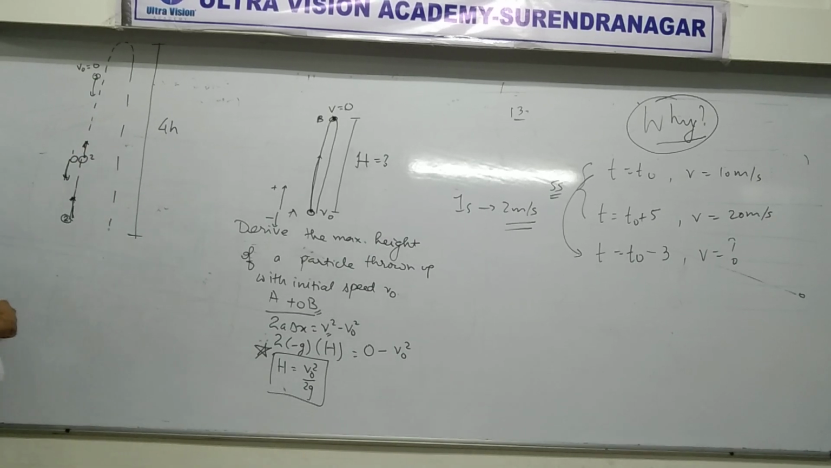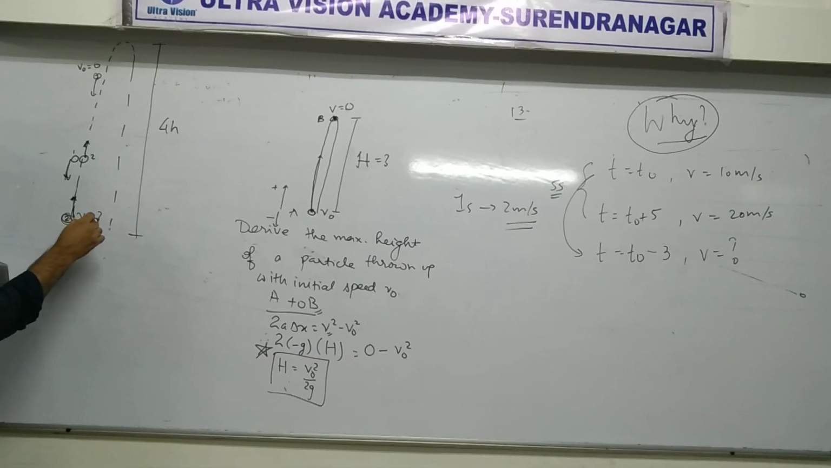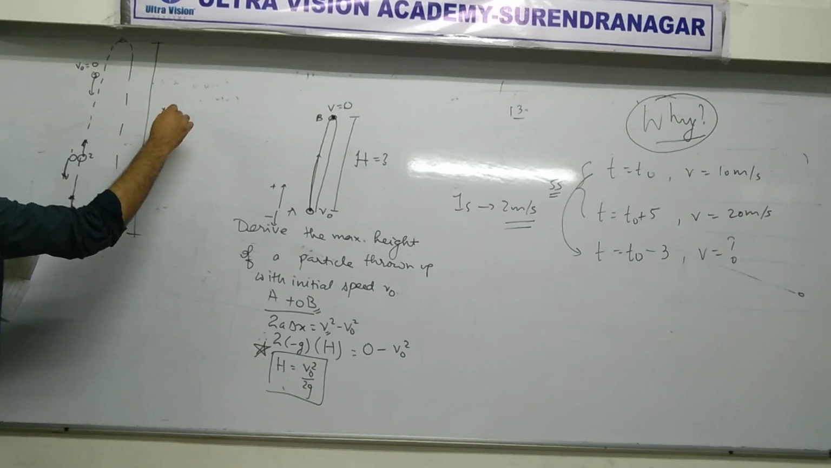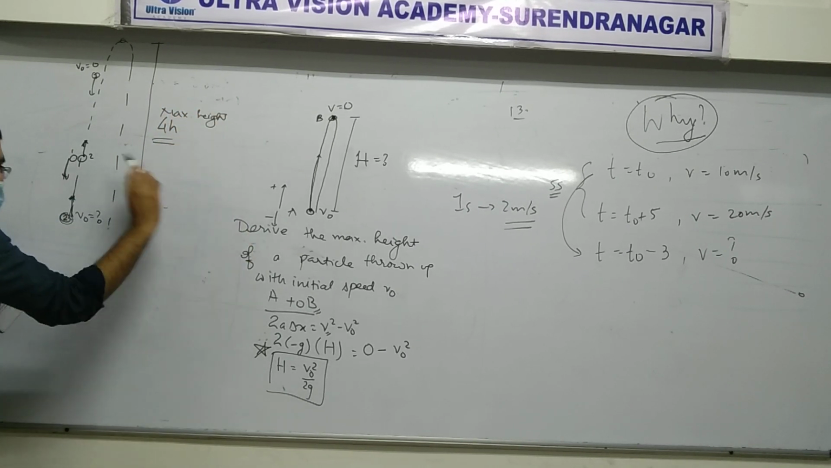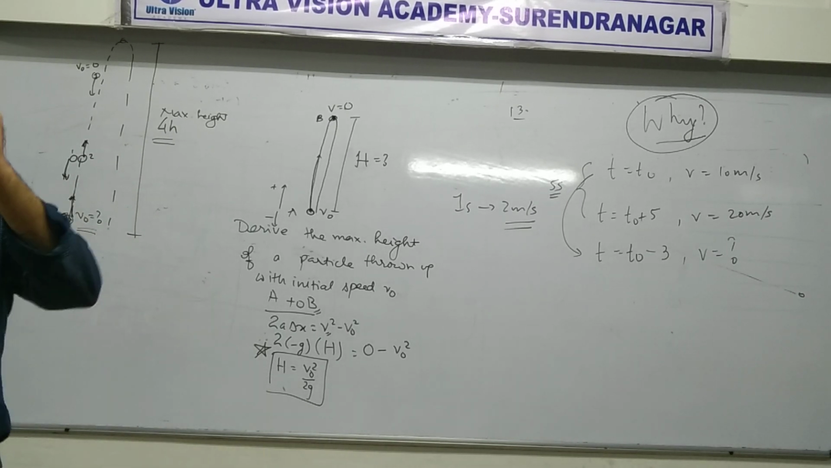Now half is done, the rest you have to do. Can you find the initial velocity of this stone if we know that it goes to a maximum height of 4h? Use this relation, put in the values, and find out what is v0 of this second stone. Understood? Alright, do that much by tomorrow.